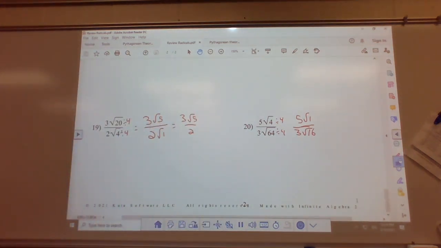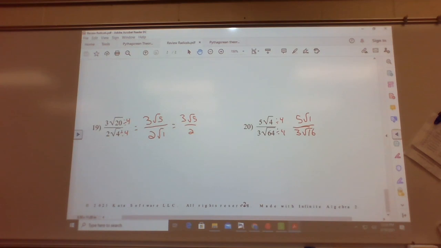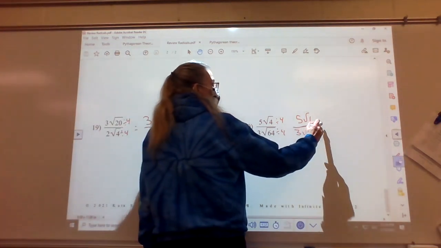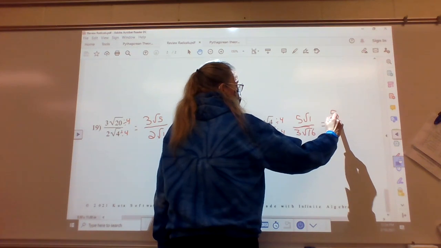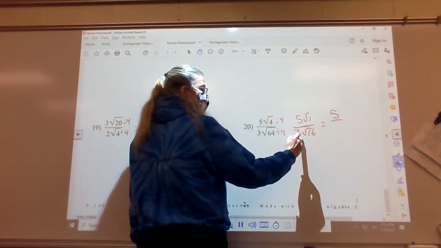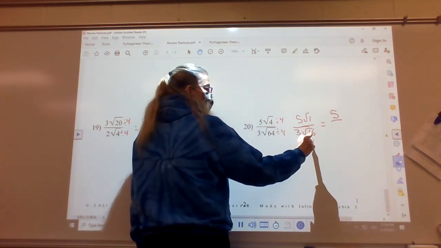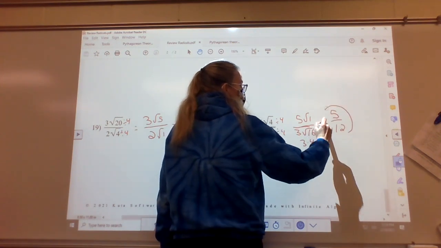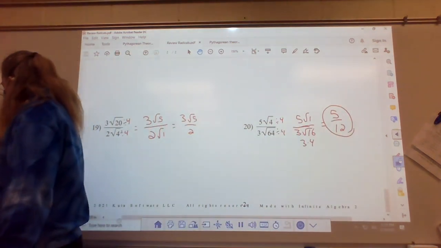But I don't want you to try to get decimals on these things. You're not supposed to get decimals on special right triangles. You're not supposed to get decimals when you work with radicals. Now, I guess when we did Pythagorean theorem, I let you do the decimals, but these, we're not doing that. So the top is just 5. The 16 is actually 4. So 3 times 4 is 12. So that's my final answer there.